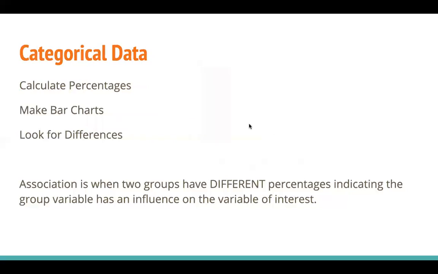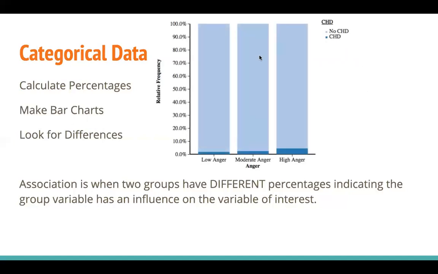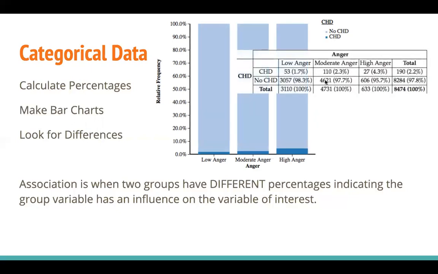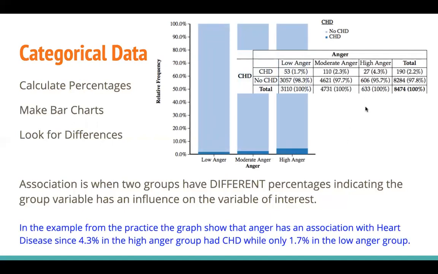One example you guys did in a practice problem was looking at the influence of anger on heart disease. So we had three groups, low anger, moderate anger, high anger, and then we calculated the percentages of heart disease. For this particular example, we noticed that the heart disease in the high anger group was 4.3%, which was higher than the low anger group at 1.7%. So we said there was an association between anger and heart disease.